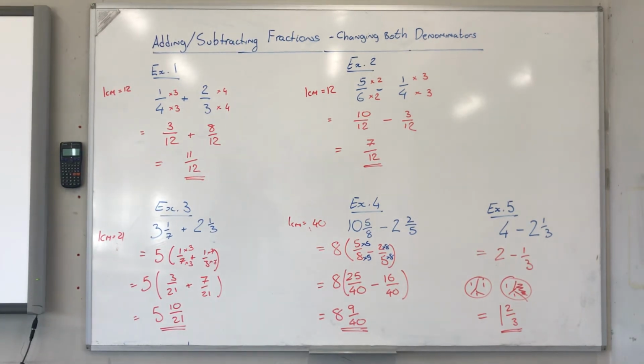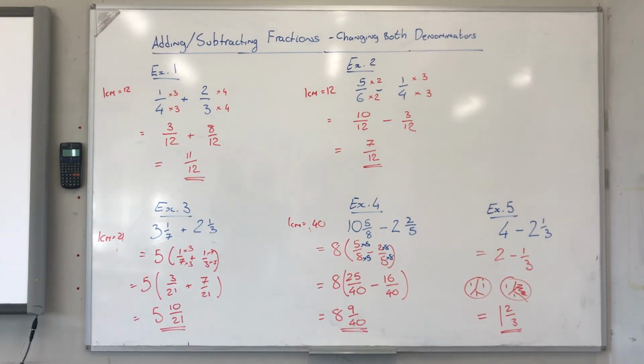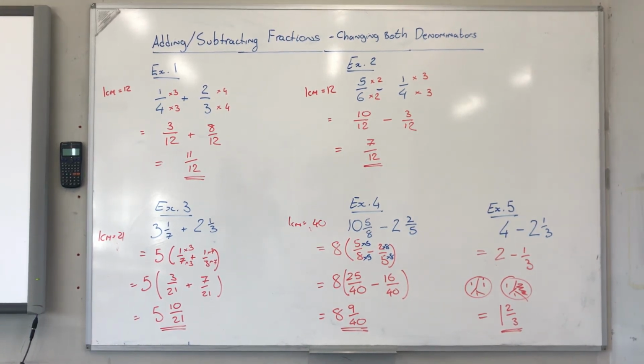So there, 4 minus 2 1/3 gives us 2 minus a third. And then if you've got 2 whole pizzas and you take away a third of one of them, you're going to have 1 whole pizza plus 2/3 left over. So that's how we can add and subtract fractions by changing both denominators.